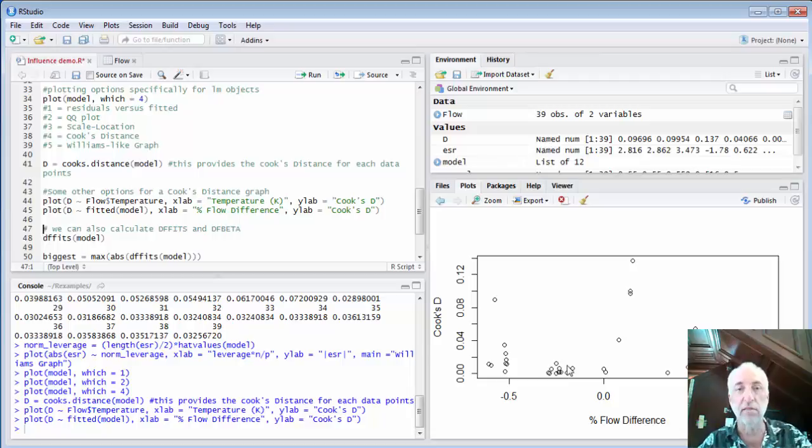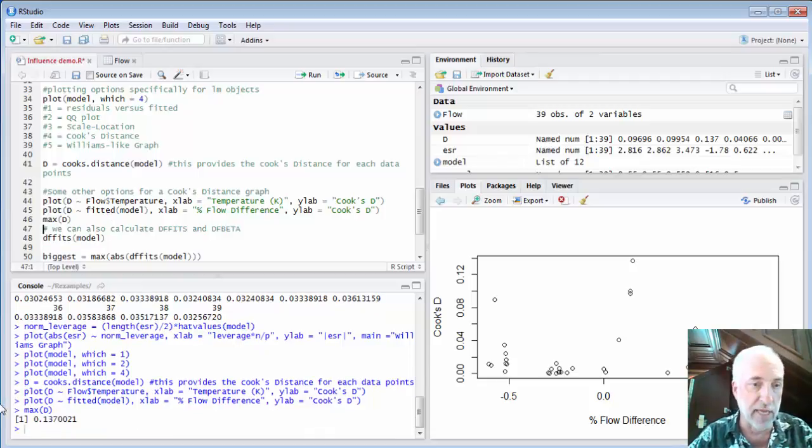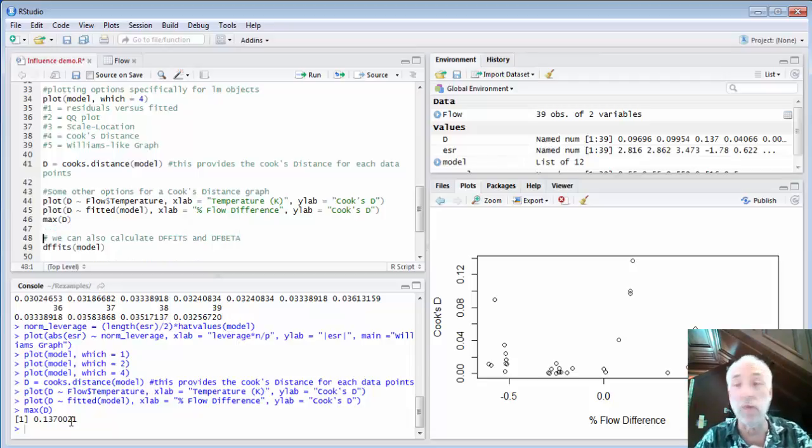And I can investigate the magnitude of the max. So I could type in max of D, and I run that, and it gives me the max value of 0.137. And I can compare the max value to some criterion that I use for judging whether a data point is highly influential.